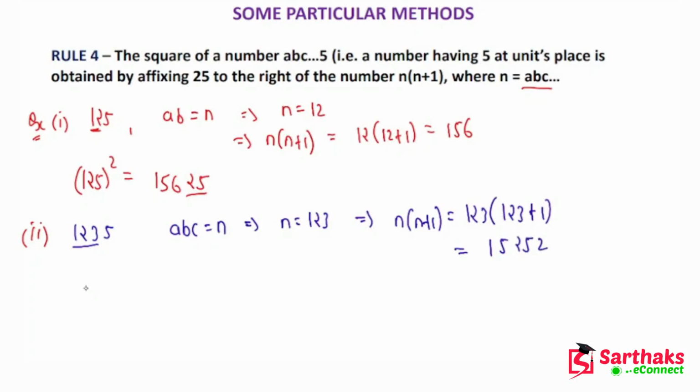15252, right? So according to the method, 1235 square would turn out to be 15252, that is N into N plus 1 and 25 at last. Okay, so these were the methods which are available to calculate the square of a 2-digit number, 3-digit number, okay, without even multiplying the number.